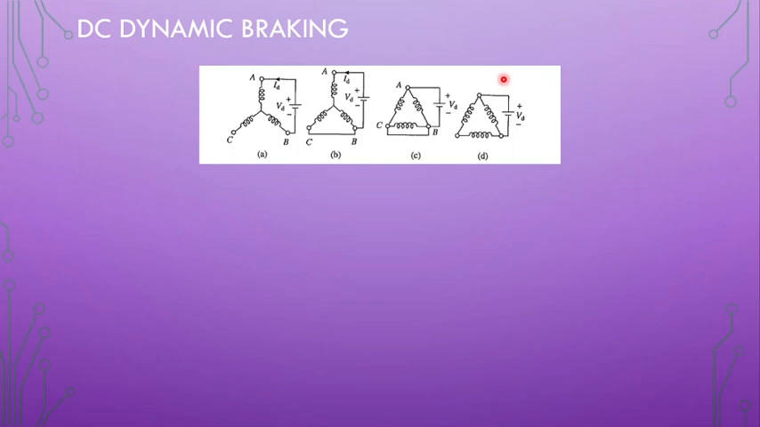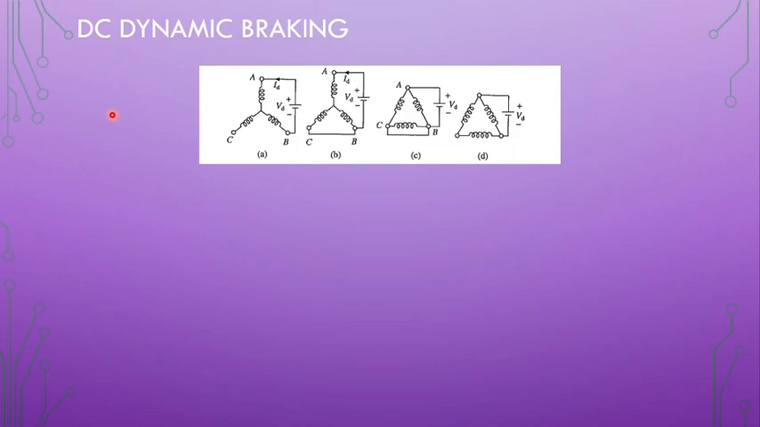That is the key. One of the phases is kept open or connected to the nearest terminal, and the remaining two supply connections, instead of AC, we are connecting to the DC supply. So now what is this DC source? It is a calculated value.